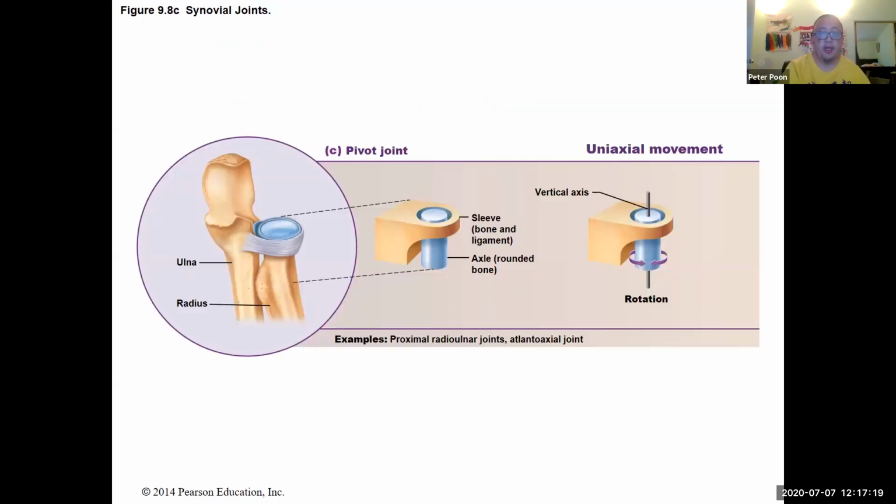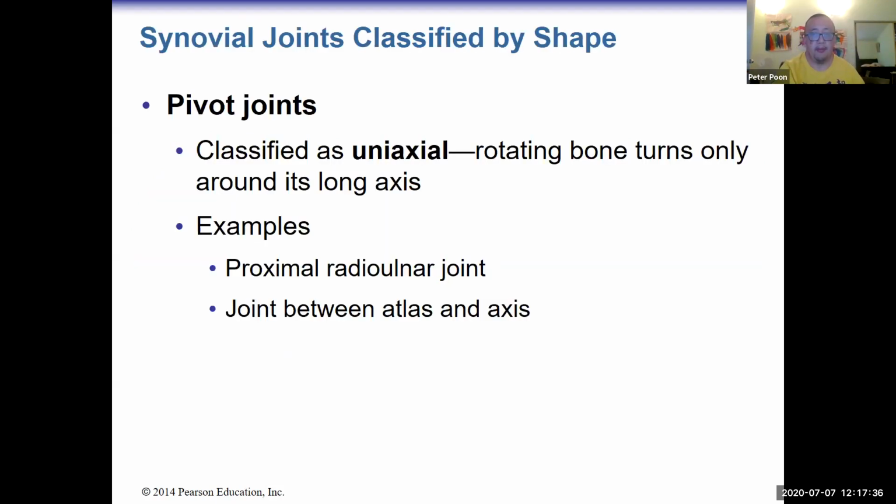The other example is the atlantoaxial joint. Atlanto, atlas, and then axial, axis. This is how I shake my head. No, I'm rotating C1 around C2.